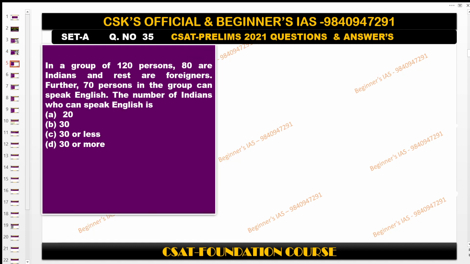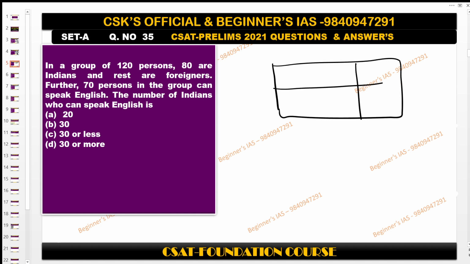So the next question is 35. This question needs some understanding to solve. It's a very simple question, but you need to apply some logic here. So let us solve this question. In a group of 120 persons, so the total has been provided.